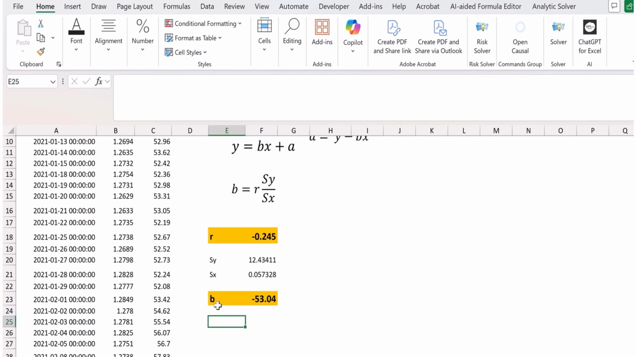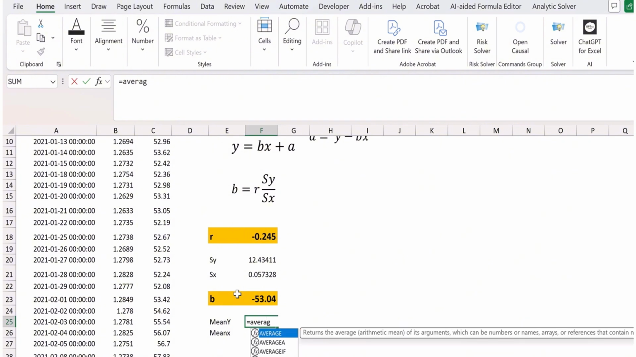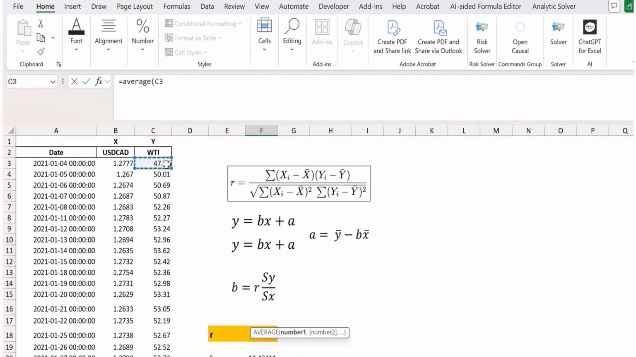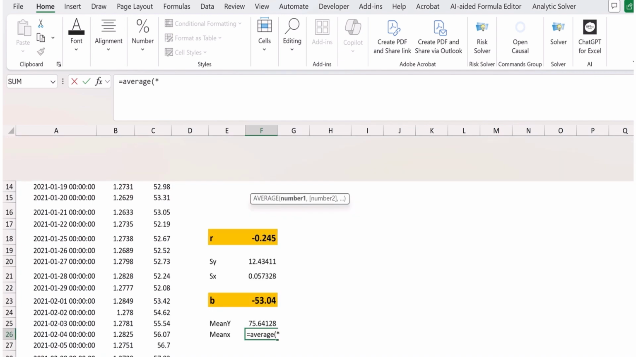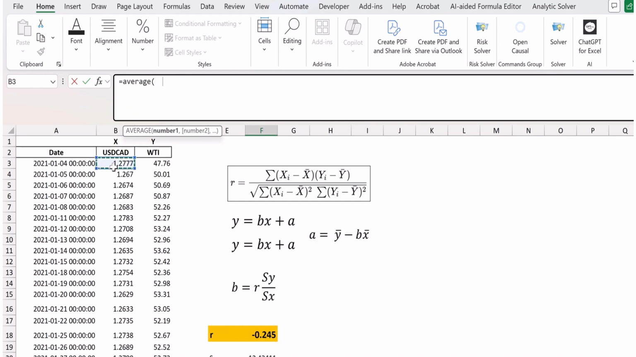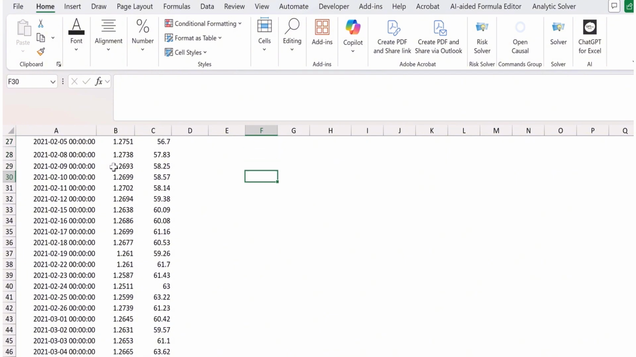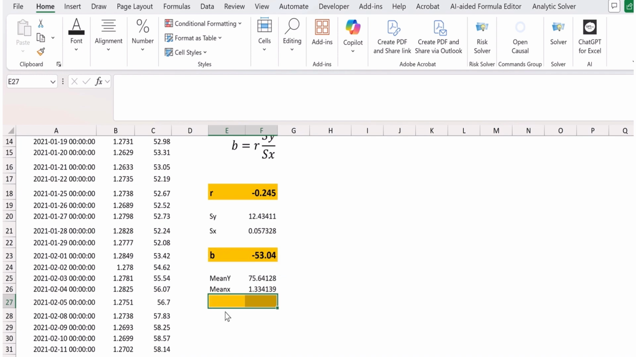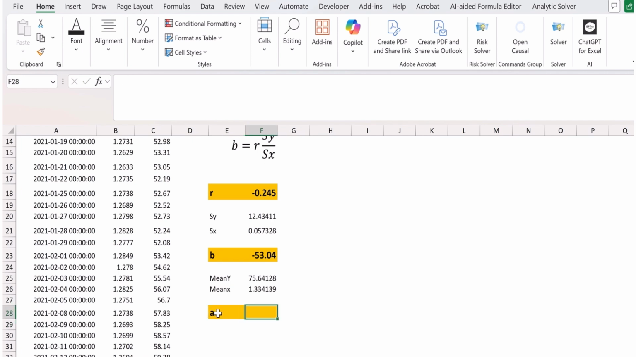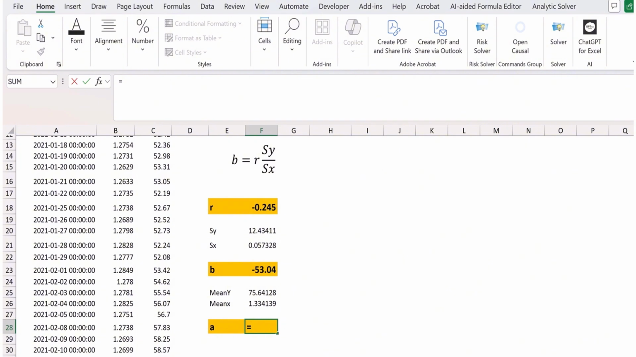Okay, finally, to calculate A, we need the mean of Y and the mean of X. So the mean of Y will be simply this, and the mean of X will be simply this. So now that we have all the values, we can calculate our A value, or the y-intercept. Let's pull this a little bit down. So A is equal to what? A is equal to the mean of Y minus B times the mean of X.